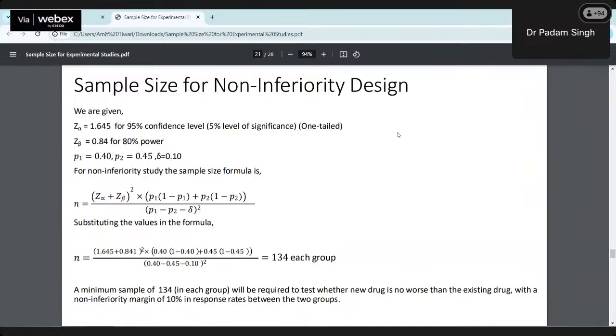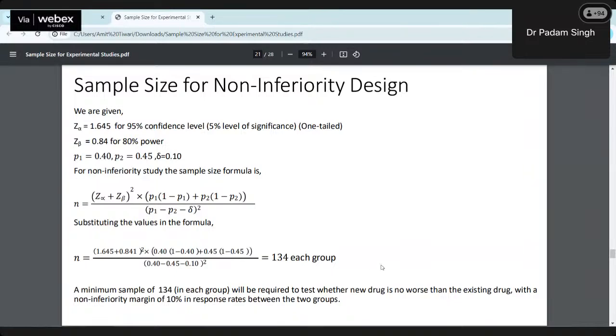As against the absolute value, it is the value as such. That is the difference in the formula. And if you substitute the values in the formula, the sample size becomes 134. So please note, सबसे कम sample size होती है superiority trial में, सबसे ज्यादा sample size होती है equivalence trial में, and then it is somewhat less relatively in the non-inferiority trial as well. It is only 134 in each group.